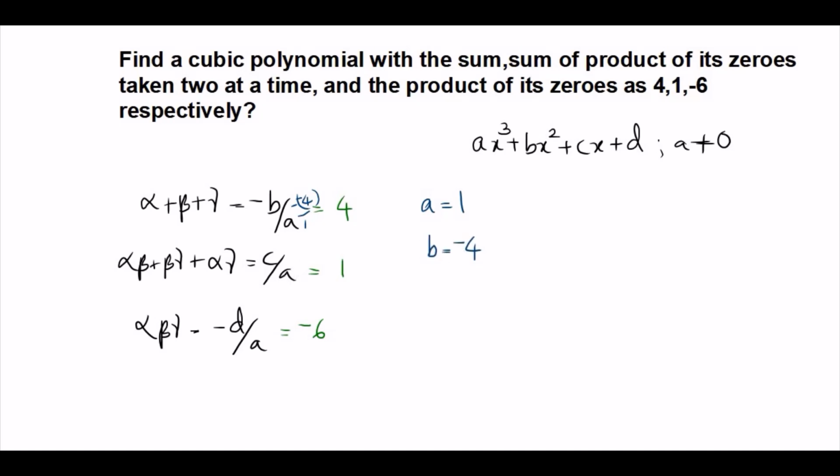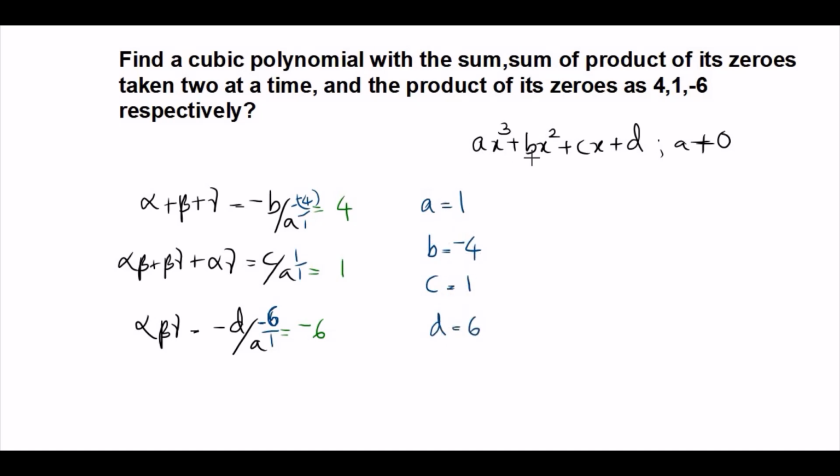Now here a is 1. So what value can you give to c so that you get the value as 1? You can give c the value 1. So 1 by 1 is 1. So c is 1. Now similar way, if you give the value of a as 1, what value can you give to d such that you get negative 6? So already there is one negative, so you can give the value of d as 6. So positive 6 is the value of d. So you have got the values of a, b, c and d.